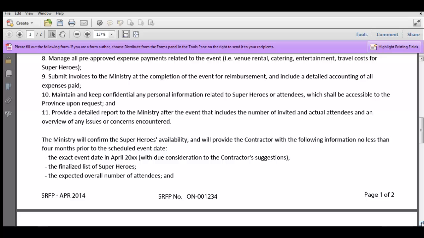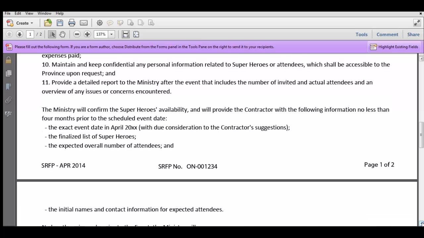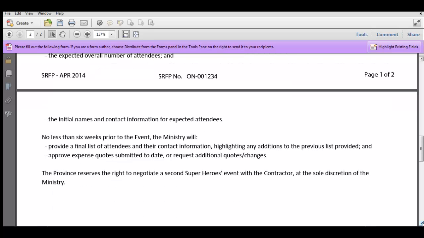Now, if the SRFP you're looking at does not include any information on what the ministry will do, or it's confusing as to where something would fit under the contractor responsibilities or the ministry responsibilities, again, that's a great thing to ask your government contact person. Get the clarity that you need for that particular issue.